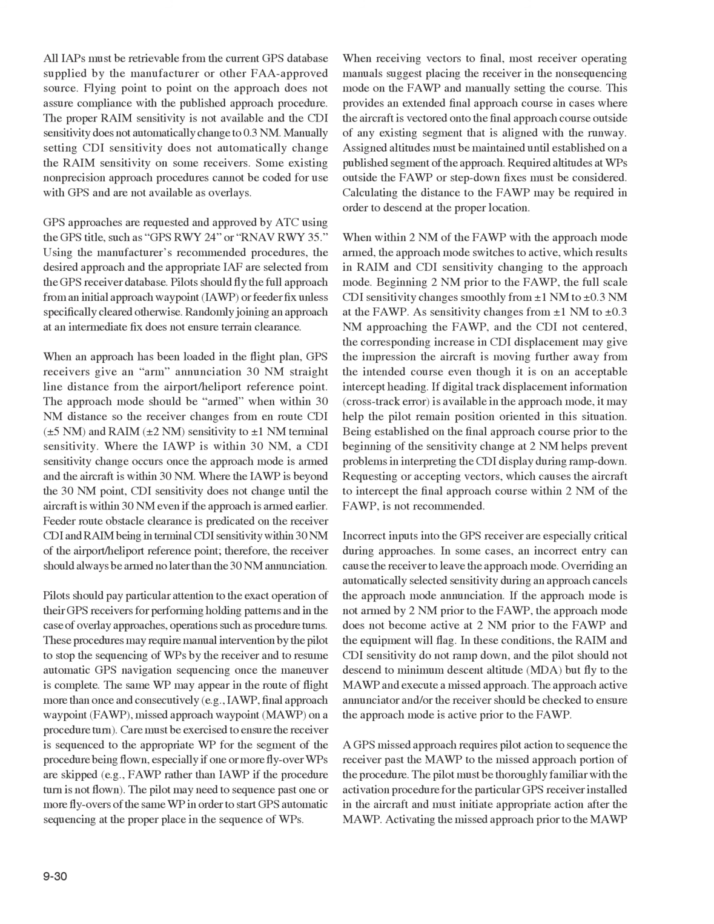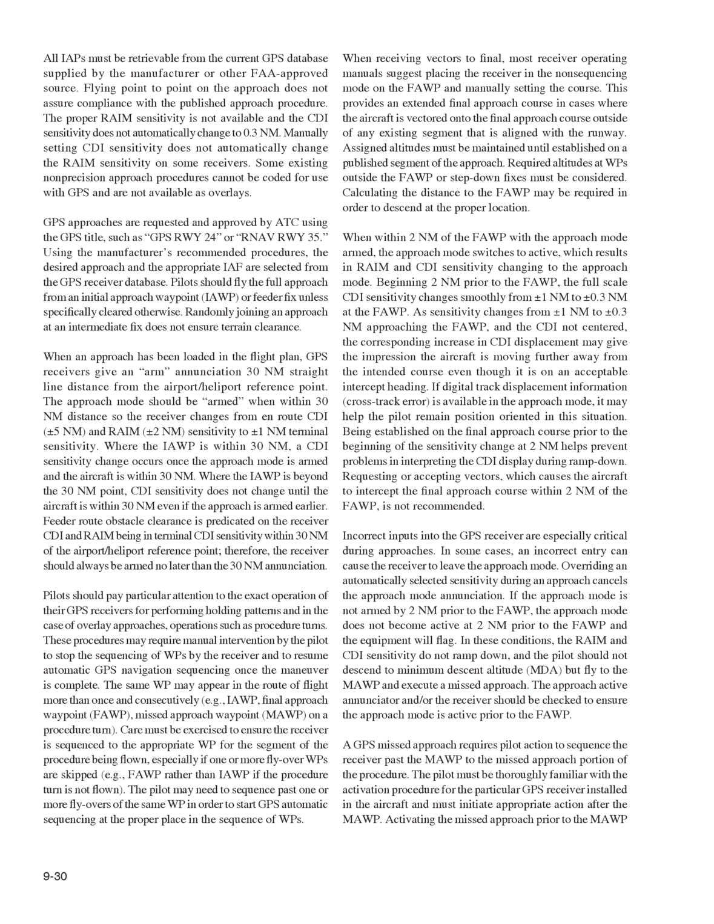As sensitivity changes from plus or minus 1 nm to plus or minus 0.3 nautical miles approaching the FAWP, and the CDI not centered, the corresponding increase in CDI displacement may give the impression the aircraft is moving further away from the intended course even though it is on an acceptable intercept heading. If digital track displacement information, cross-track error, is available in the approach mode, it may help the pilot remain position-oriented in this situation. Being established on the final approach course prior to the beginning of the sensitivity change at 2 nautical miles helps prevent problems in interpreting the CDI display during ramp down.